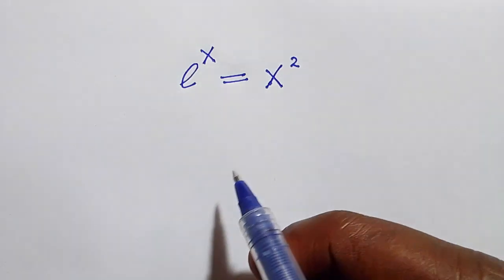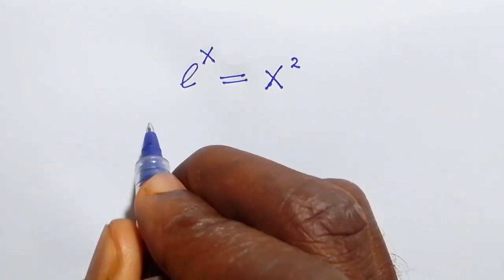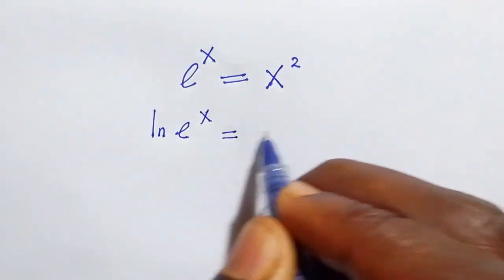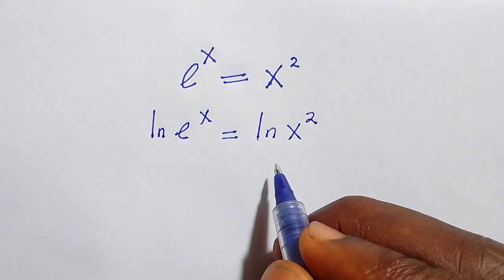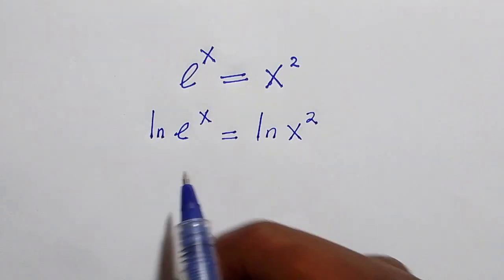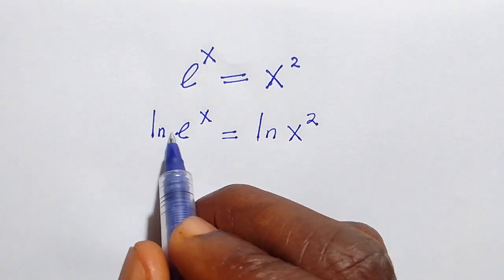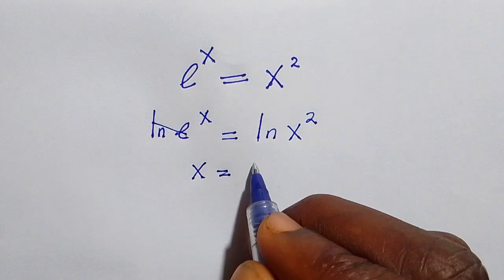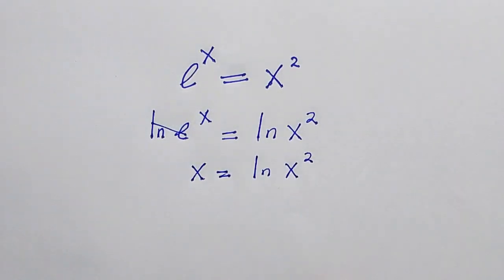To solve this, the first step we take is to introduce ln, the natural logarithm, to both sides: ln e to the power x equals ln x to the power of 2. After considering this, we know that ln and e are inverses of each other, so they cancel, and we have x equals ln x to the power of 2.